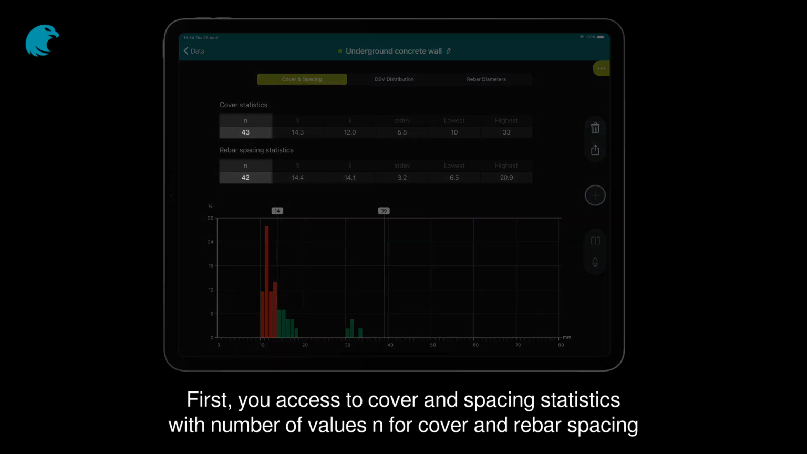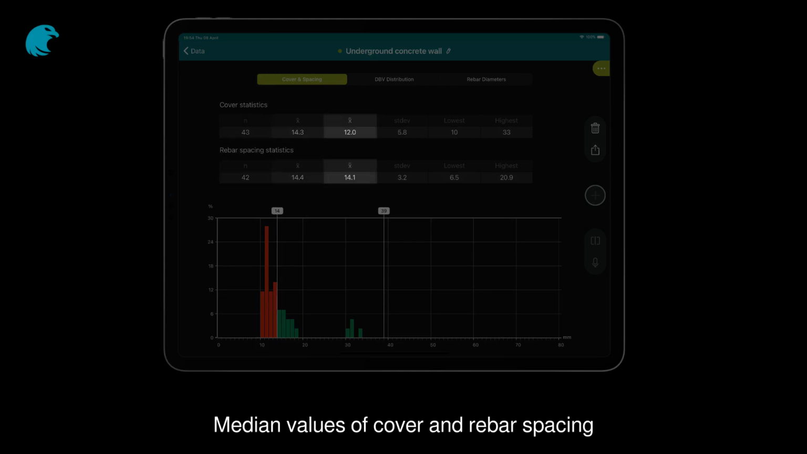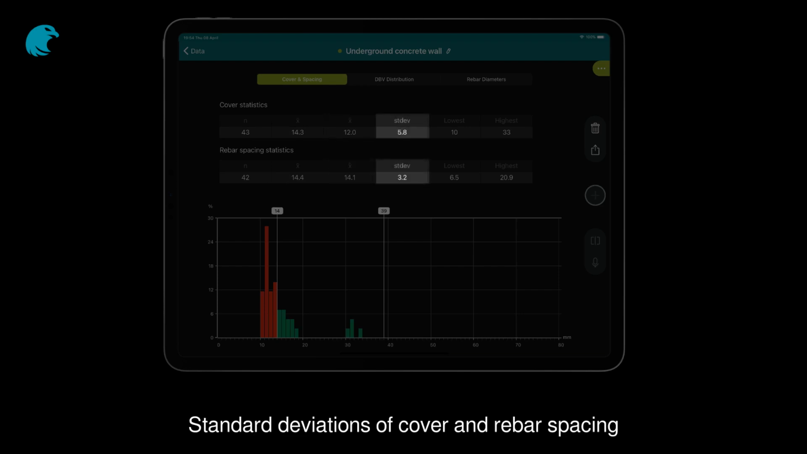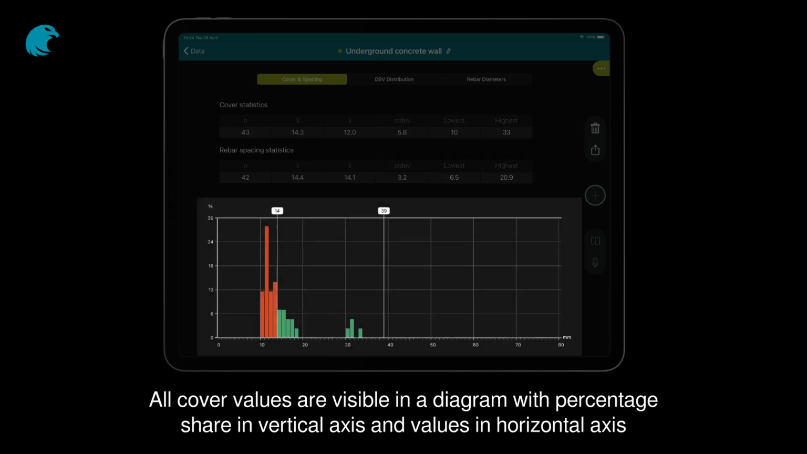First, you access cover and spacing statistics, with number of values n, for cover and rebar spacing. Average values of cover and rebar spacing. Median values of cover and rebar spacing. Standard deviations of cover and rebar spacing. Lowest and highest values. All cover values are visible in a diagram, with percentage share in vertical axis and values in horizontal axis.